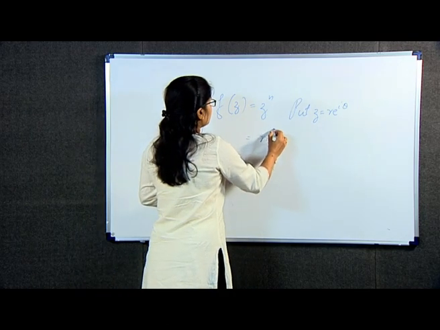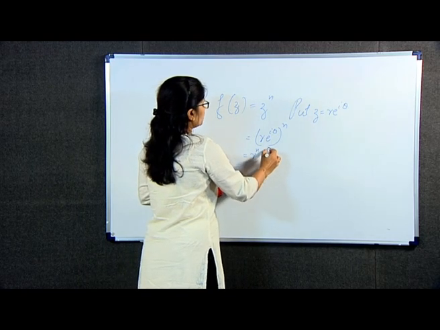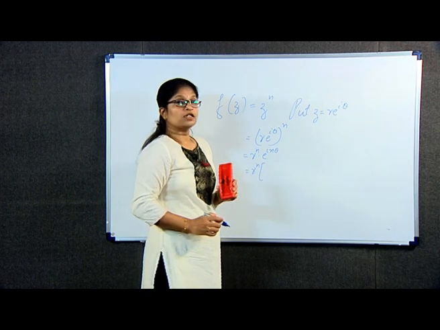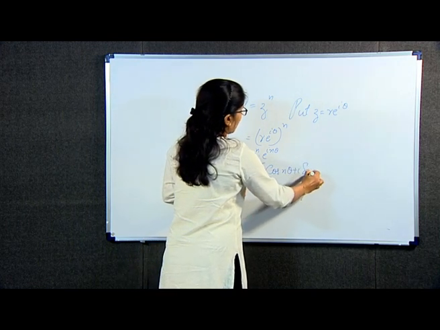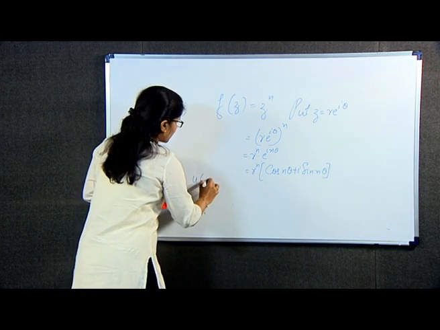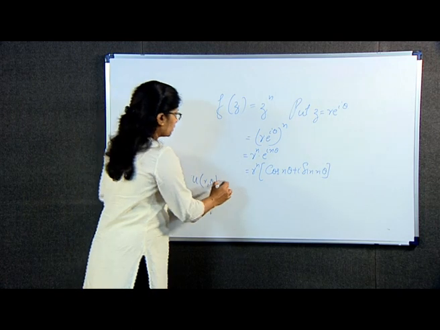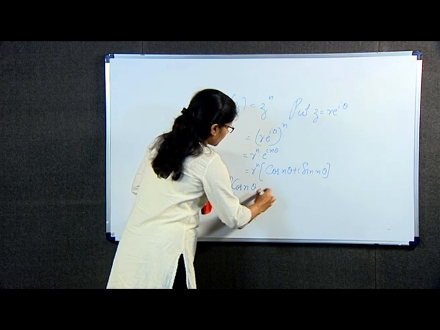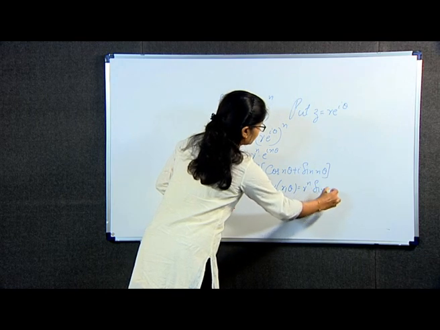So, r e raised to i theta the whole raised to n. So, what does it become? It becomes r raised to n e raised to i n theta, that is equal to r raised to n into, what is e raised to i n theta? It is cos n theta plus i sin n theta, okay. So, your u is u(r, theta), right, because here your variables are not x and y, it is r and theta. So, u is r raised to n cos n theta, and your v(r, theta) is r raised to n sin n theta.